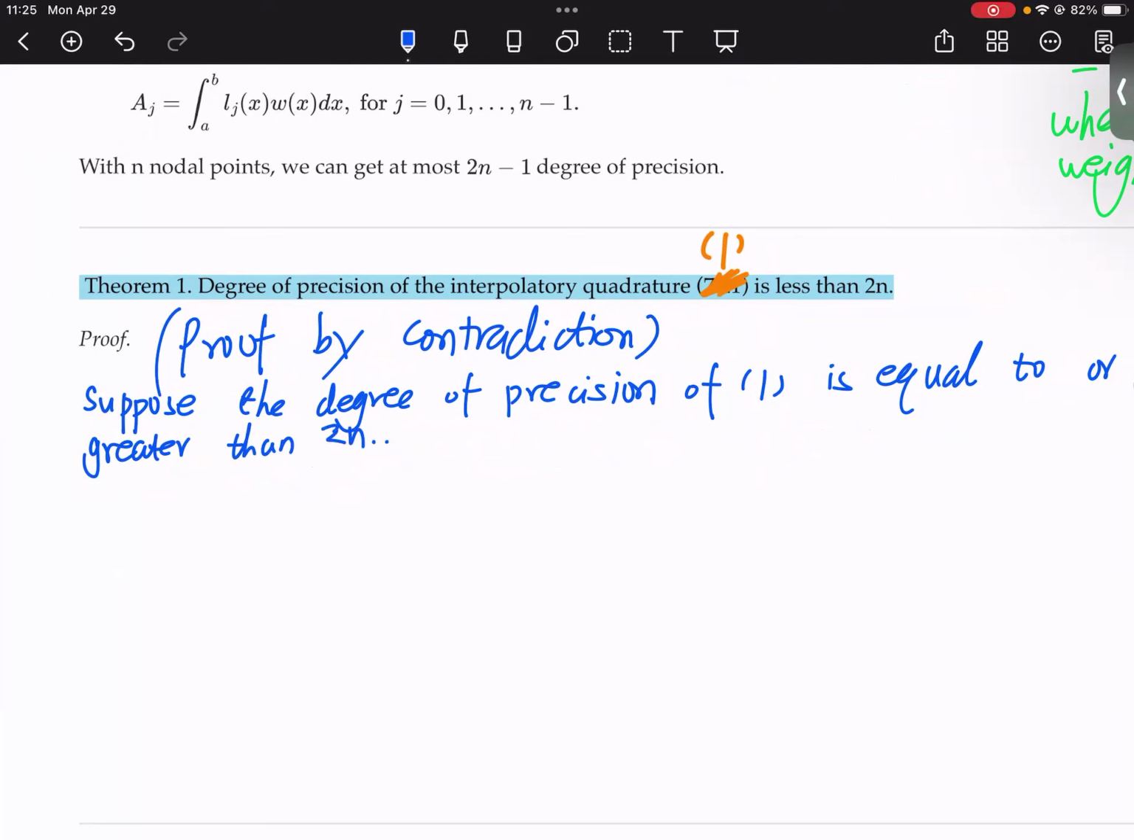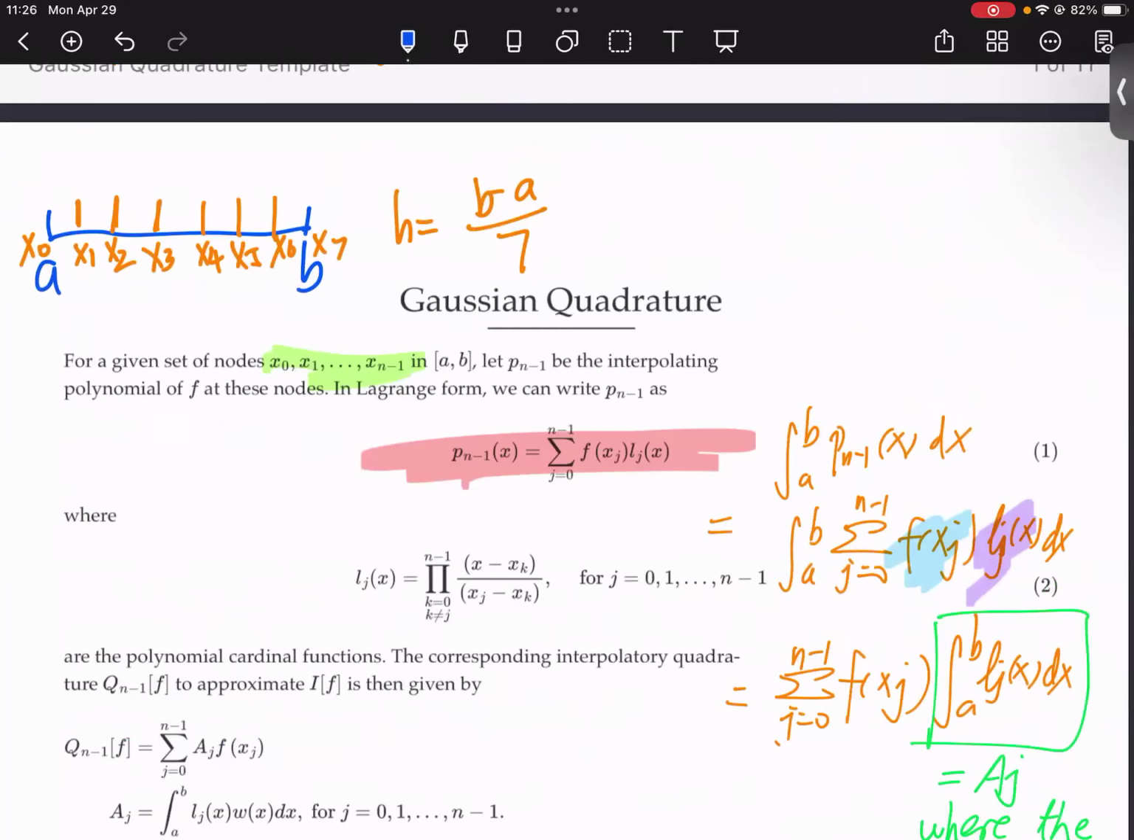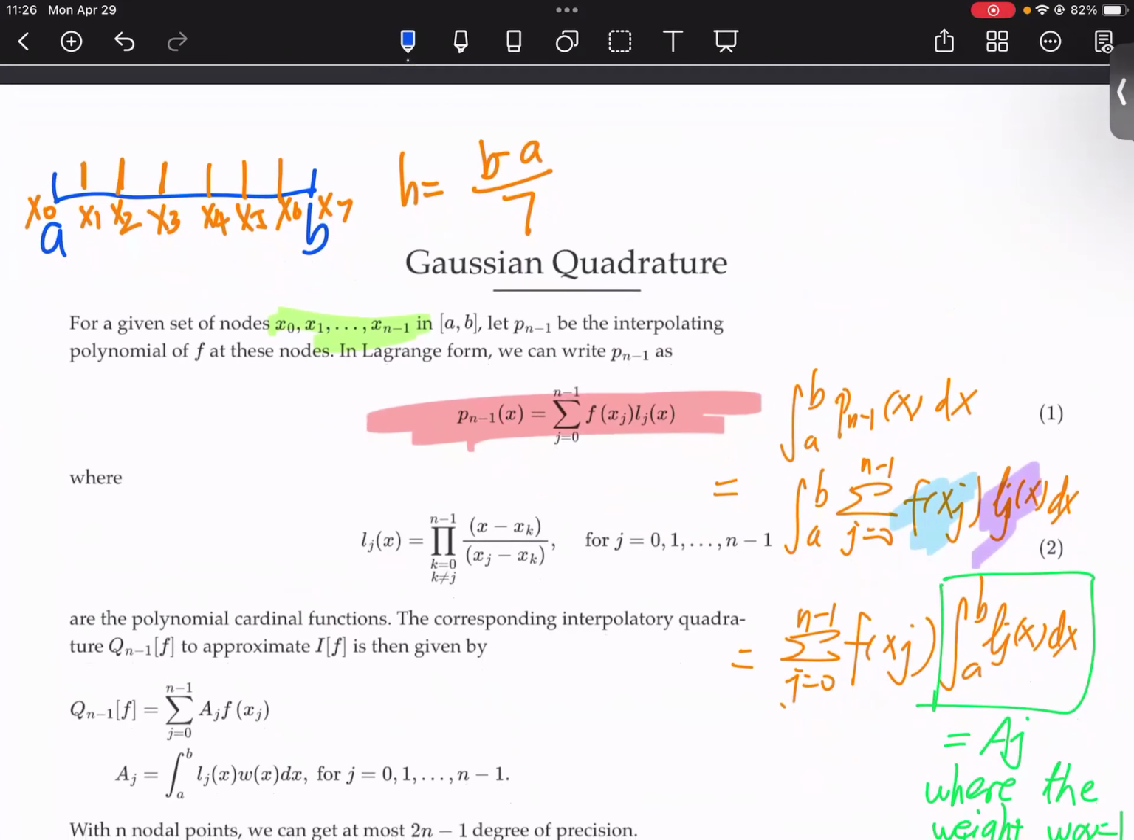So this is the assumption, and let's take one polynomial here. This is a special polynomial we have. Let's take this polynomial f(x), and this is a special case. This special case is defined with some notable points: we have the notable points x0 through xn minus 1.